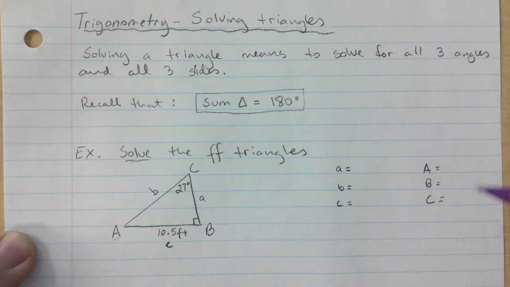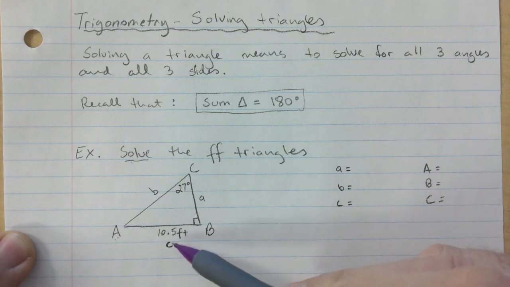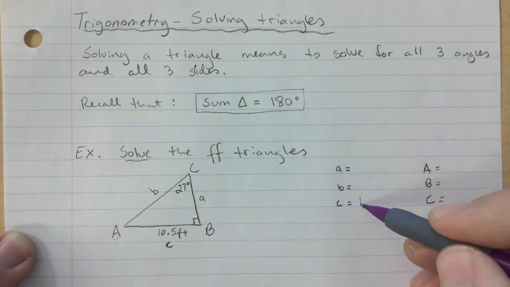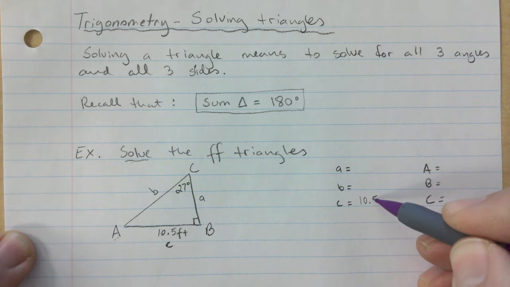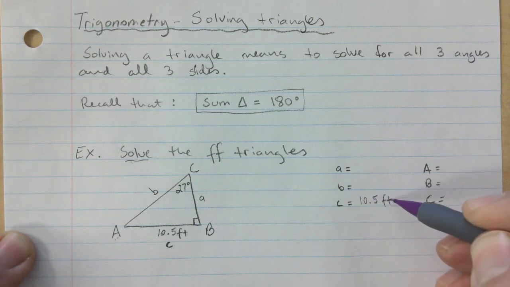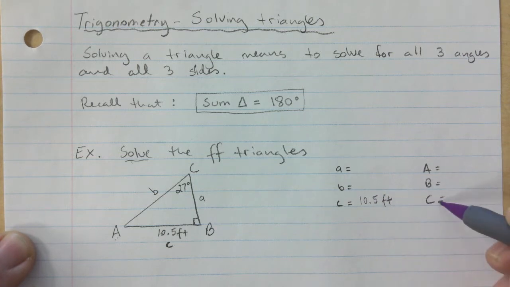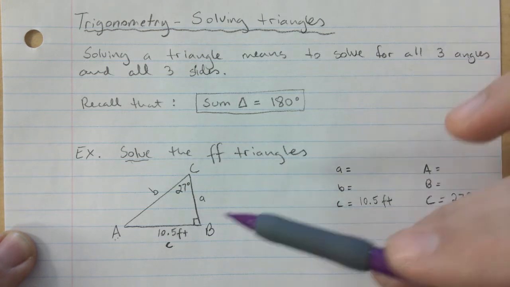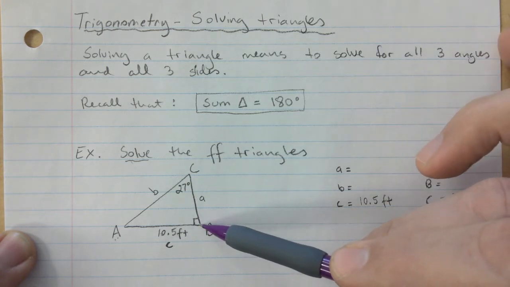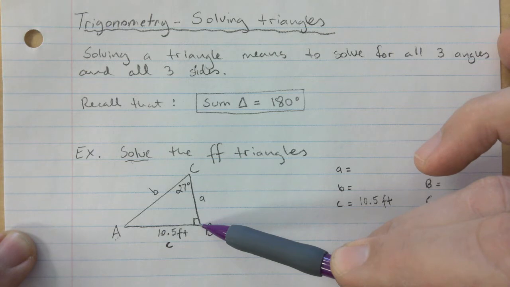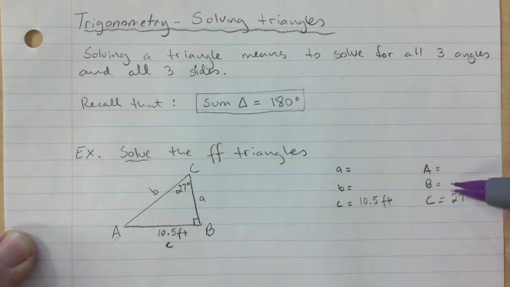By the way, this side here is already given to us, so that's 10.5 feet. We can fill that in already. We know that angle C is 27 degrees, so we can fill that in as well. Is there anything else we know about this triangle? What about this angle here? It's a 90, right? B is 90, so we know that as well.